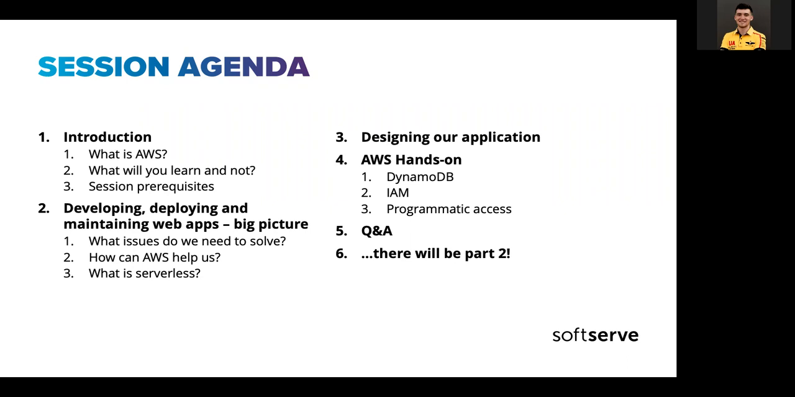And then, as a follow up to this, we will talk about what is serverless and how do we use it. Then we will design our web application, and we will start doing some AWS hands-on with some components that we will use to build our application. For this session, we will only have time to talk about DynamoDB, which is a NoSQL database, and IAM, which is part of AWS that is used to manage access to its components. It's very, very important. We need to talk about it before we move on to some more exciting stuff, let's say.